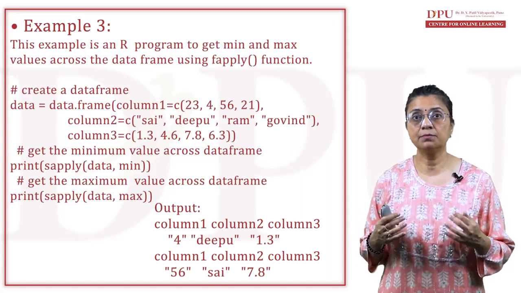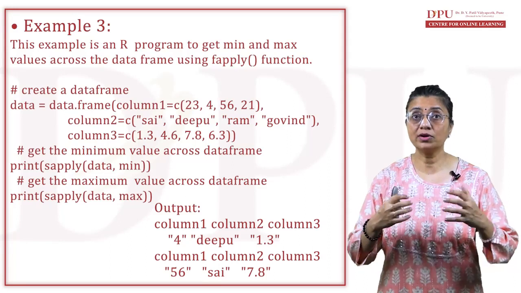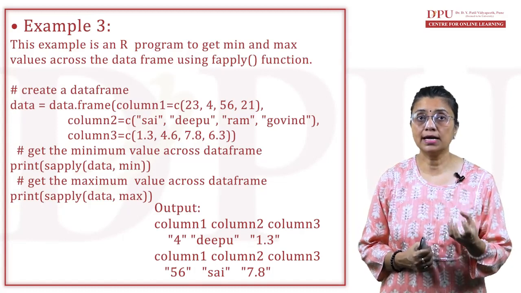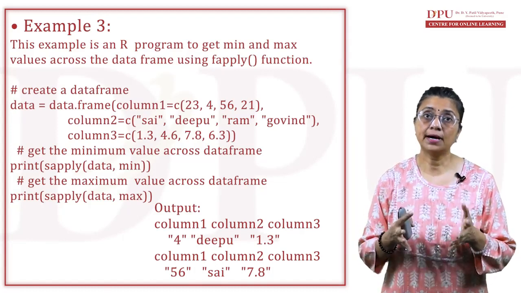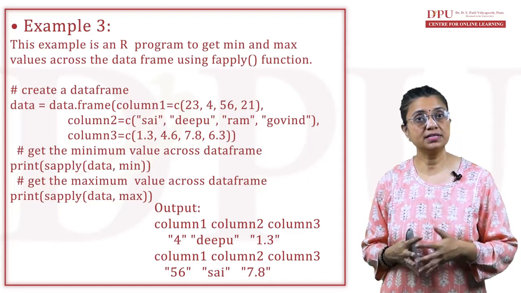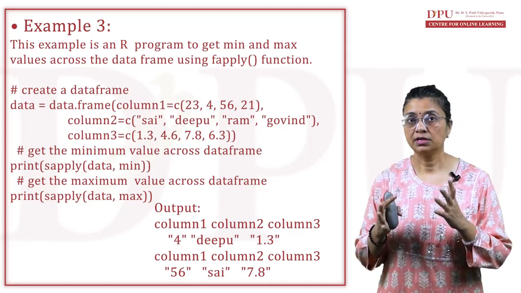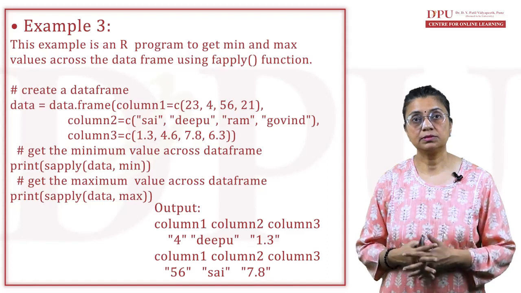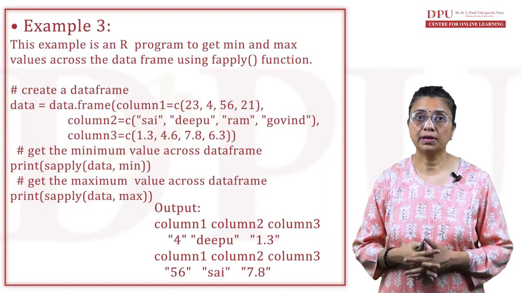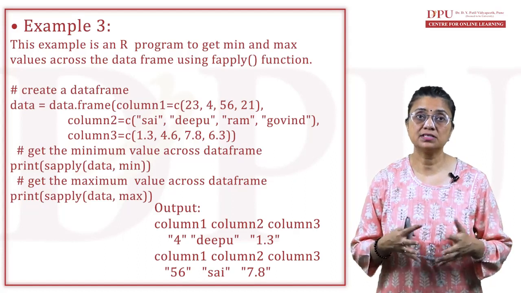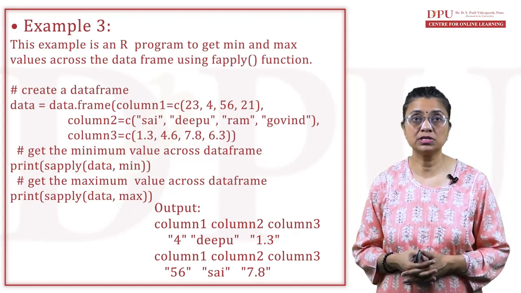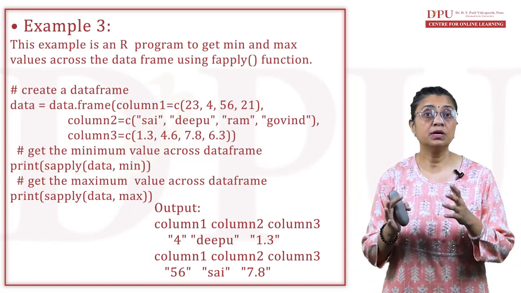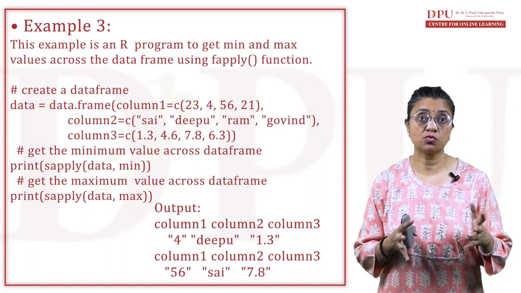Then we get the minimum value across the data frame. So how do we get the minimum value across the data frame? We call the sapply function within the print function and pass data as the variable. When we pass data as a variable, we put a comma and we write min. Min means the minimum value across the data frame. Likewise, we pass data and max, again use the sapply function and pass that in the print function. So within the sapply function we are calling the min and max functions. The min function is working on data and the max function is also working on data.